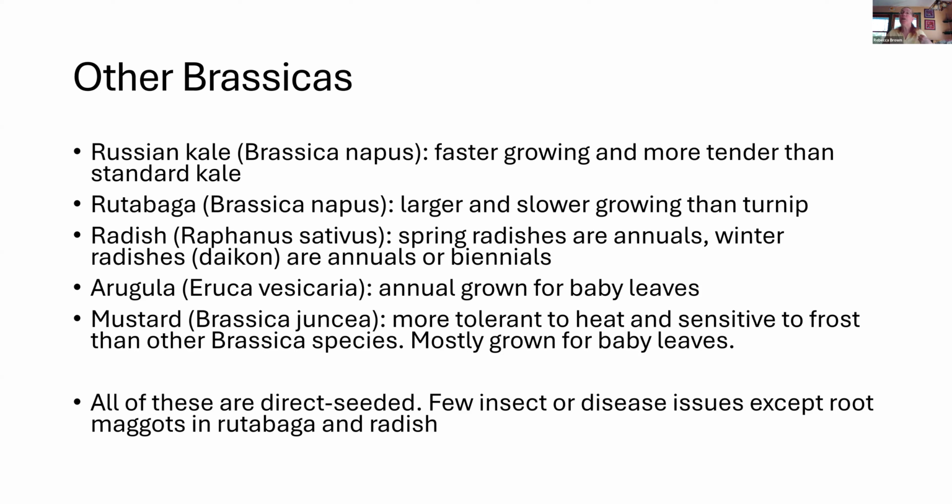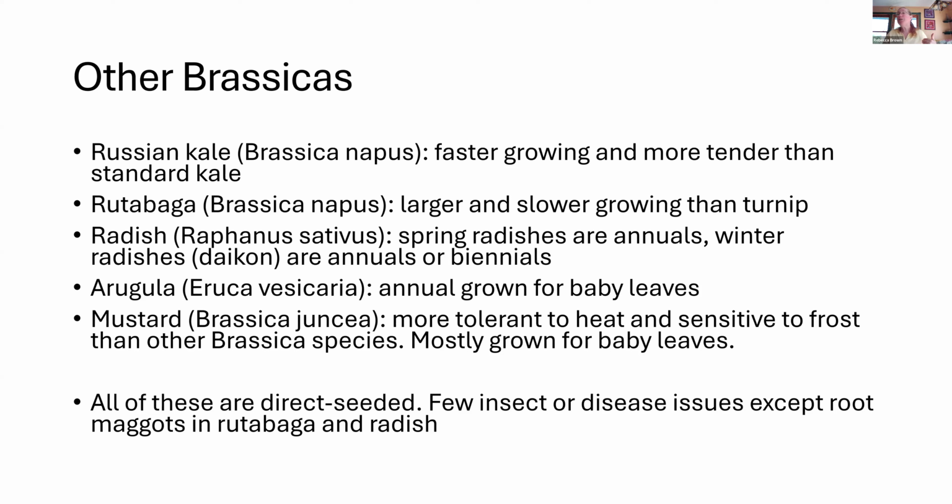They are true annuals. They grow really rapidly and will bolt very quickly, particularly in the heat. Winter radishes, otherwise known as daikon, are annuals or biennials. So these can be grown for a very long period in the fall. They can also be grown in the spring, but you need to choose your varieties carefully.